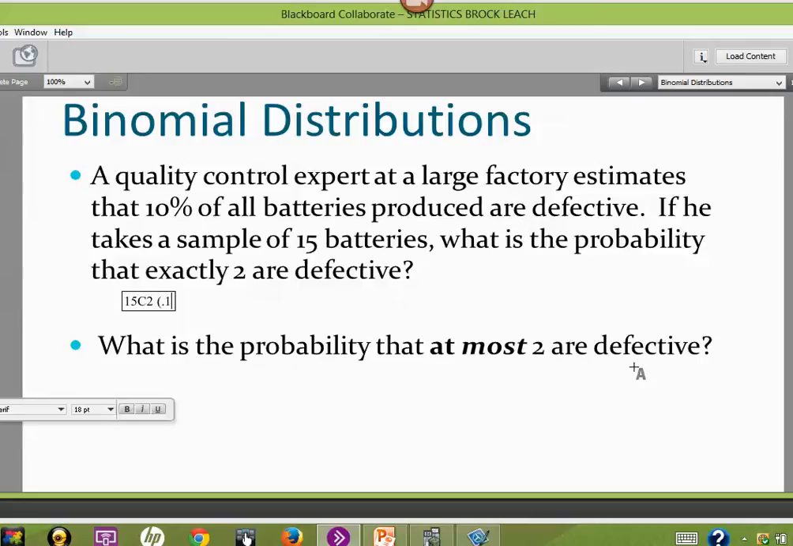We're going to put 0.10, and we're going to raise that to the 2nd power, because that's how many defective batteries I expect to see. And then my probability of failure of getting a non-defective battery is 90%, but we're going to raise that to the remaining 13, so to the 13th power. Put that into our calculators. And what do you get? I'm going to give you a minute to come up with that.